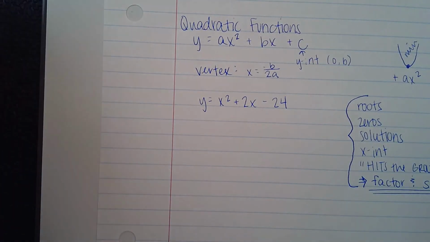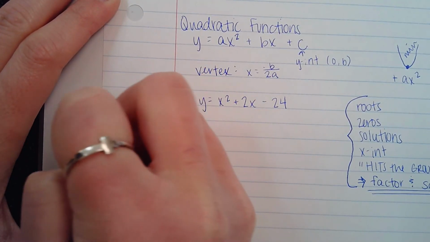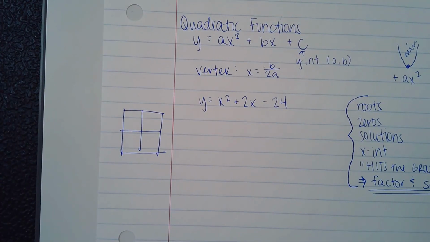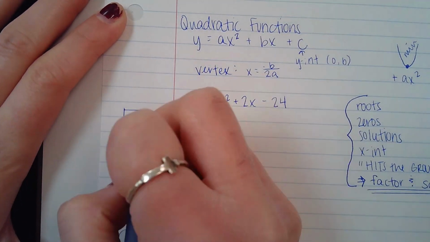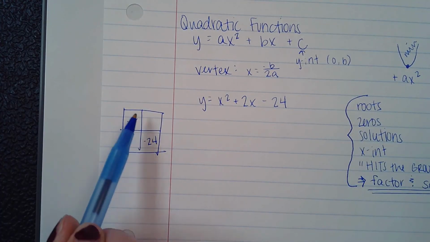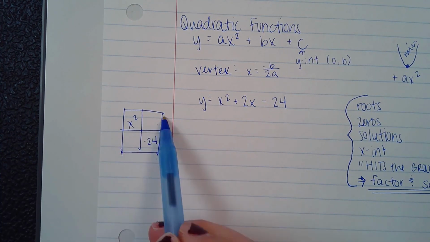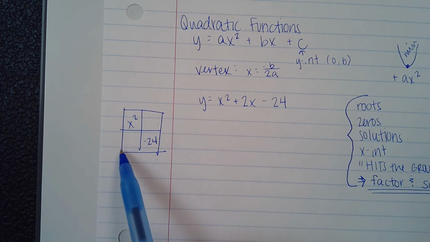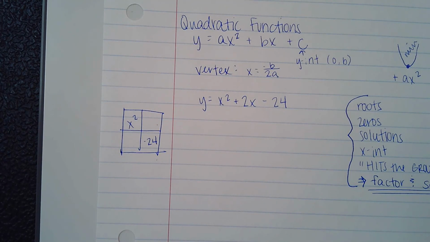So when we're setting up our box, what goes in the top corner? X squared. What goes in our bottom corner? Negative 24. So remember that your diagonals multiply to be the same. So 24 times 1 is just 24. So whatever we have here needs to multiply to 24. But when we combine them, we want to get positive 2. So think about your factors of 24. It's going to multiply to 24, but then combine to be positive 2.